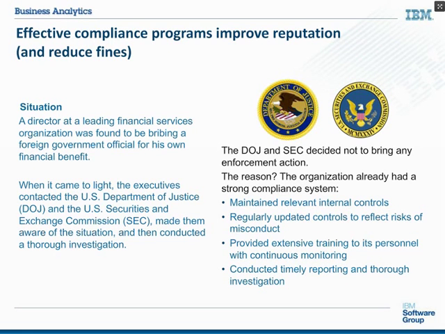So it turns out the DOJ and the SEC decided not to bring any enforcement action because this financial services company was able to prove that they had maintained relevant internal controls, that they were regularly updating the controls to reflect other risks of misconduct. They had done extensive training of their personnel with monitoring, and that they had conducted timely reporting and a very thorough investigation. So they came to the DOJ and SEC, and because of this upfrontness and the ability to prove that they had a very effective compliance program, there were no fines or penalties applied to this company.